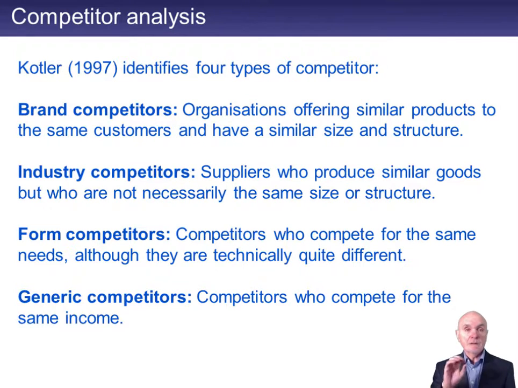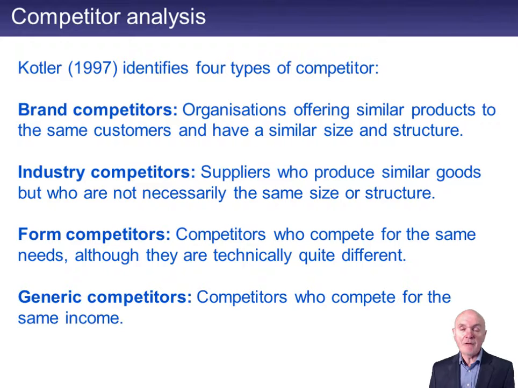The railways go from centre of the city to centre of the city, whilst the airlines have to go to airports, which take a little while to get in from, and so on. Now those would be foreign competitors, because the need is to travel from, say, Manchester to London, but they're offering quite different technical ways of doing it.